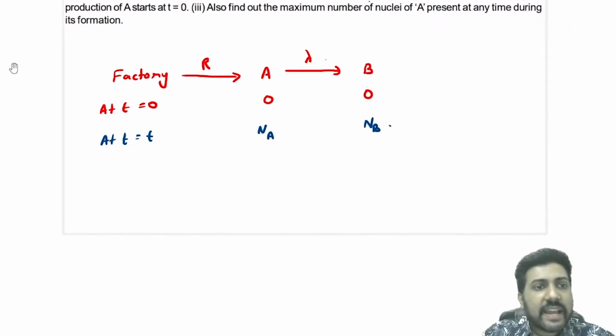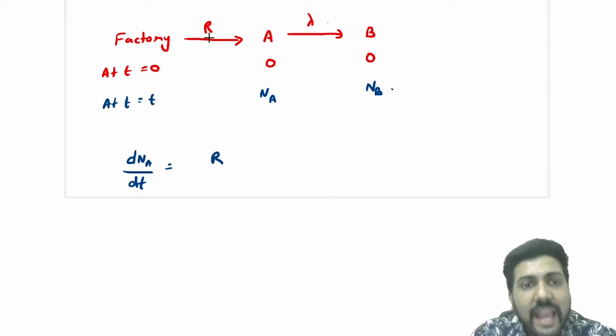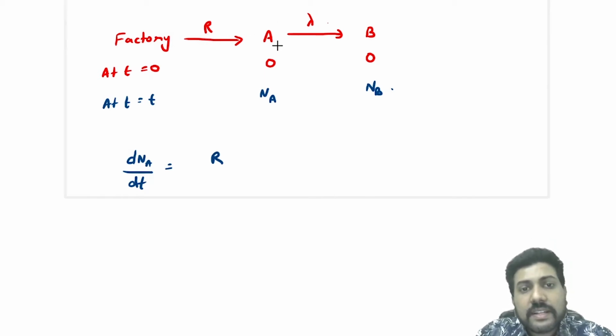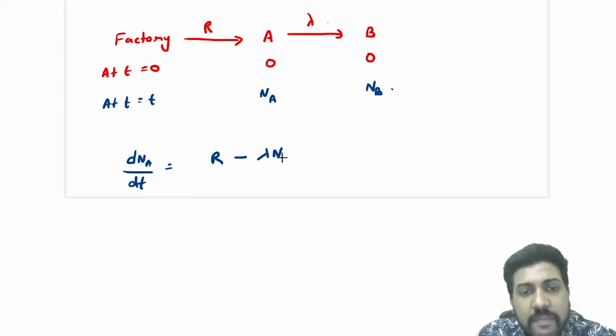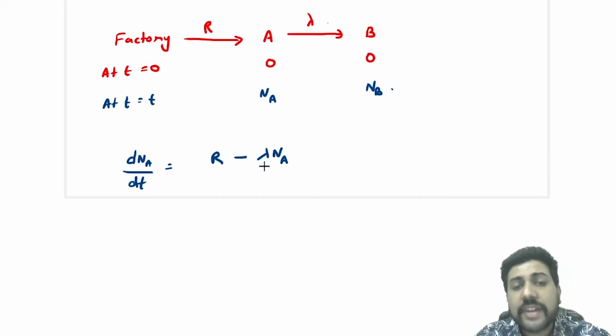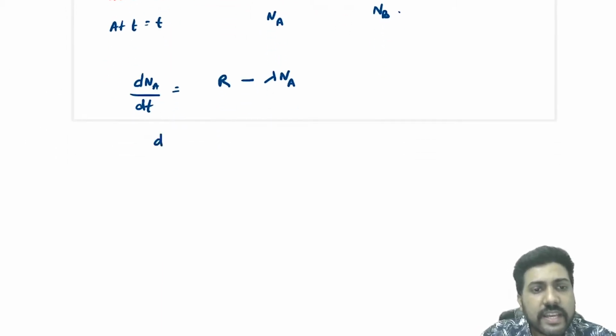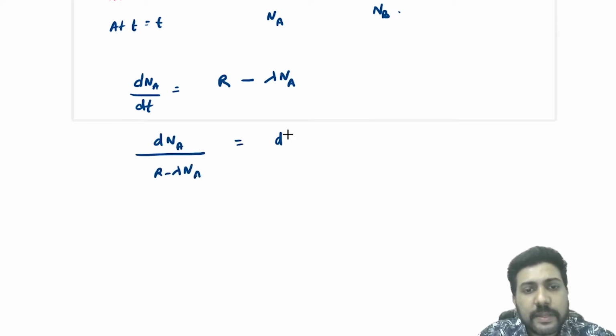Now, we will write dNa by dt, that is the rate of formation of A, is equal to: A is forming at a rate R, but it is also decaying. So it is forming at a constant rate, but it is decaying at the rate lambda Na, because the rate of decay is directly proportional to the number of active nuclei. It is forming at a constant rate R, but decaying at a variable rate lambda Na, because Na is changing with time. So when you solve this, you will write dNa by (R minus lambda Na) is equal to dt.